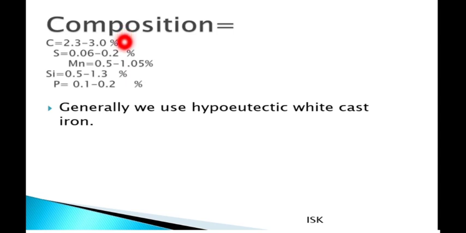First is the composition. We learn about the composition of the white cast iron. First composition is carbon. Amount of carbon is 2.3 to 3.0 percentage. Next, amount of sulfur is 0.06 to 0.2 percentage. Amount of manganese is 0.5 to 1.05. Amount of silicon is 0.5 to 1.3. Amount of phosphorus is 0.1 to 0.2.